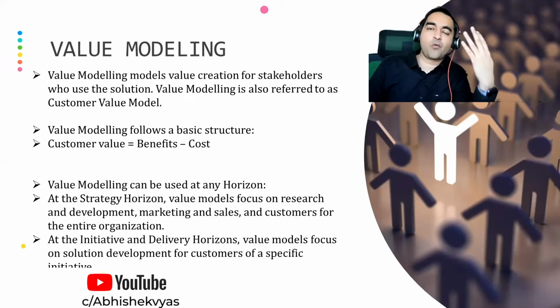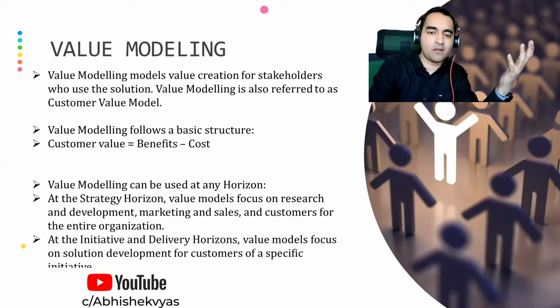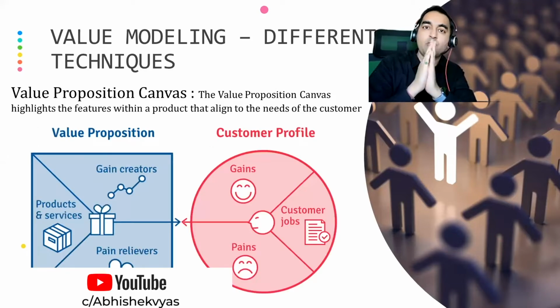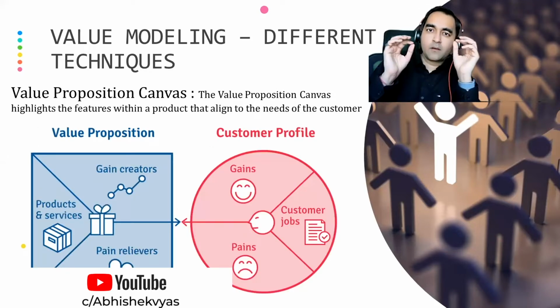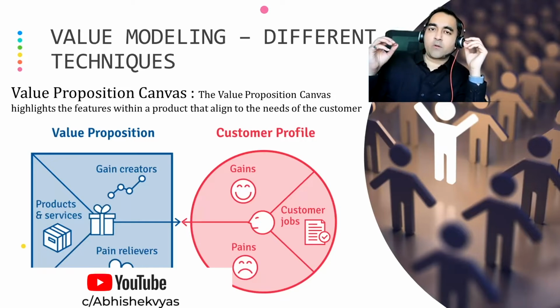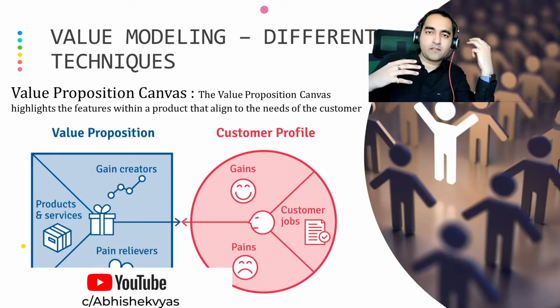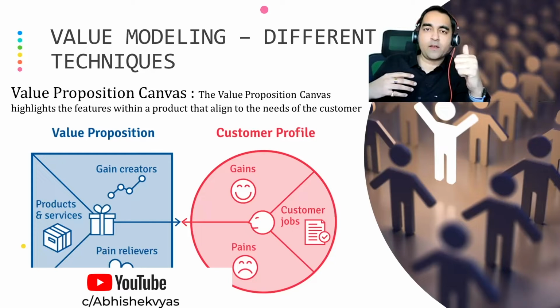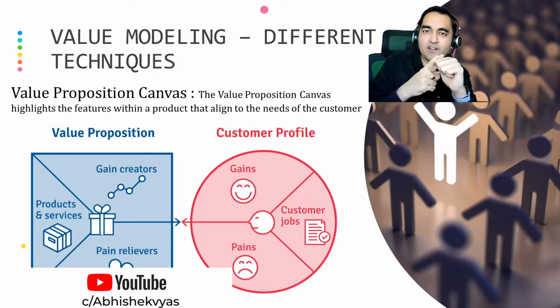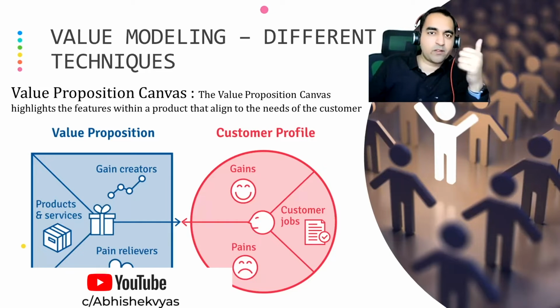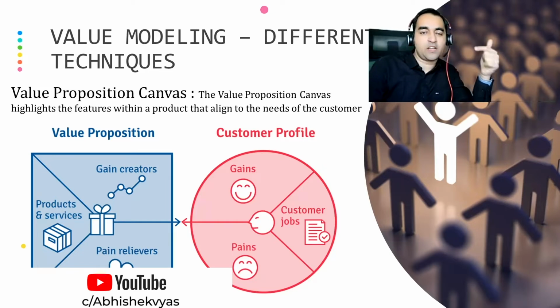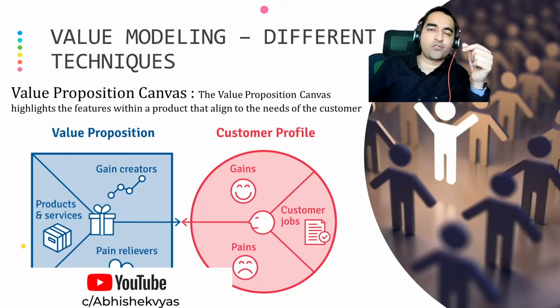IIBA suggests 4 techniques that can be used in case of value modeling. The first one is value proposition canvas. If we look at any solution or product, it is essentially doing 3 things. One, it's a gain creator, which means suppose there is a product that helps you gain more subscribers on YouTube, Twitter, or social media. It can be a pain reliever. It can also help you automate a lot of things that take a lot of time.